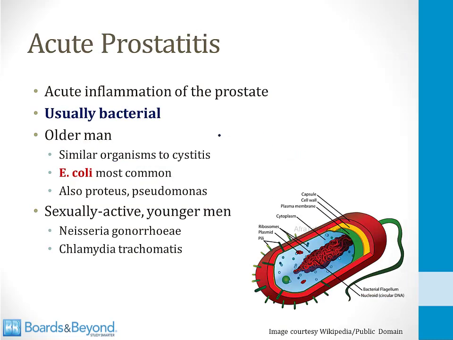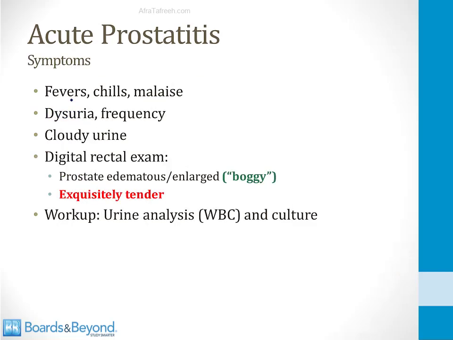Let's start by talking about acute prostatitis, which, as the name implies, is acute inflammation of the prostate. This is usually bacterial. In older men, the organisms that cause this infection are similar to those that cause cystitis or a bladder infection. E. coli is the most common, but you can also see infections from Proteus and Pseudomonas. In sexually active younger men, this infection is sometimes caused by sexually transmitted bacteria, so this could include Neisseria or chlamydia. Many of the symptoms of acute prostatitis are similar to those of a urinary tract infection, and you can think of acute prostatitis as a variation on a routine UTI.